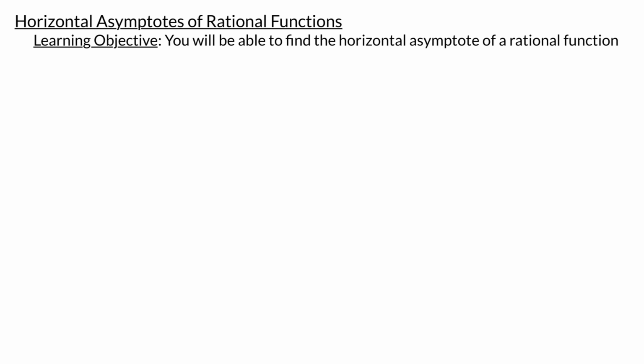In this video, we're going to learn how to find the horizontal asymptotes of rational functions. Remember that asymptotes are lines that our functions go towards as we trace their graphs. Unlike polynomials, rational functions do not necessarily have to go up to infinity or down to negative infinity when we trace their graphs to the right and to the left.